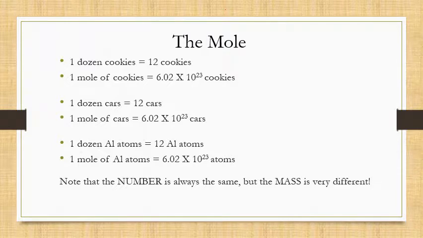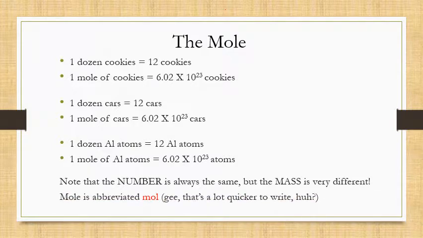So note that the number is always going to be the same, okay, but the mass is very different. So the mass of 6 times 10 to the 23 atoms is not going to be the same as the mass of 6 times 10 to the 23 cars. The word mole can be abbreviated to mol, without the E, so we save some time writing.